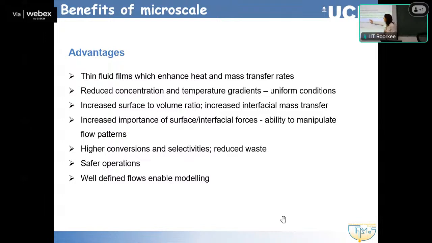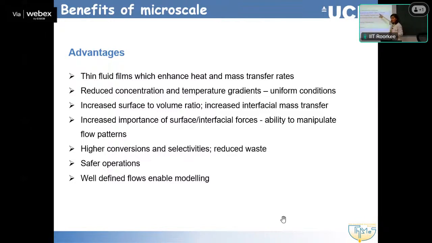Another benefit, obvious for two-phase operations, is the increased importance of surface and interfacial forces. We'll discuss that in terms of dimensionless numbers in a minute, but gravity is not important anymore. Inertia is not as important, so surface and interfacial forces become important. This has a subtle advantage: it allows us to manipulate the flow patterns better than in large-scale systems, and we'll discuss flow patterns in the afternoon. So we have all these nice, well-controlled flow patterns because of the increased importance of surface and interfacial forces.